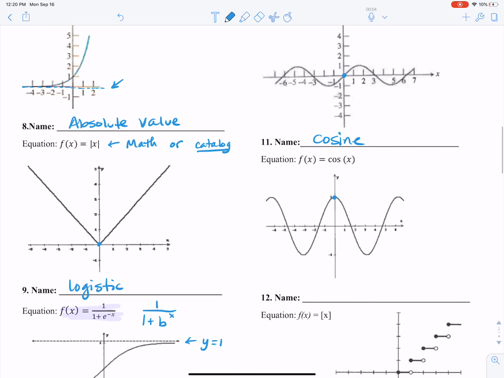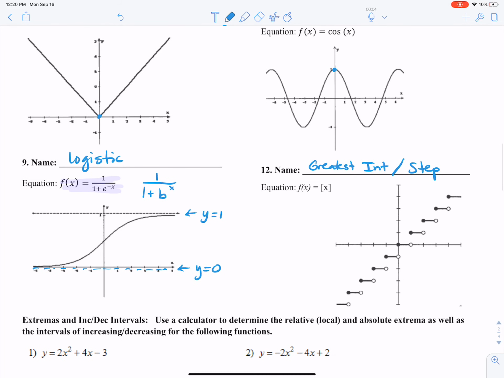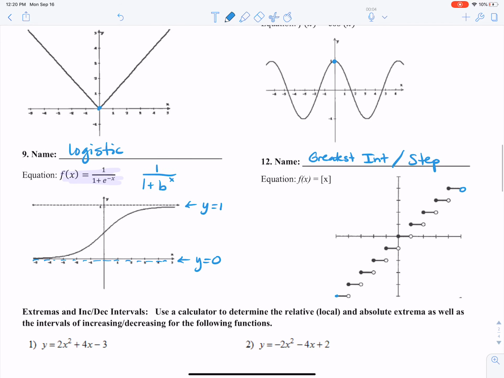Okay, number 12, the last of the basic functions, is the greatest integer, or we call that the step function, because it looks like steps. That's a special case of a piecewise function.